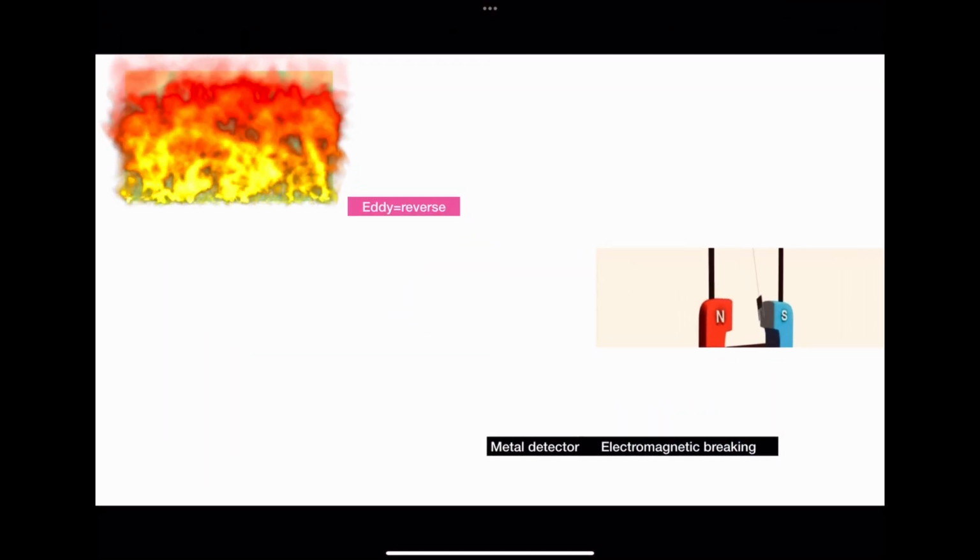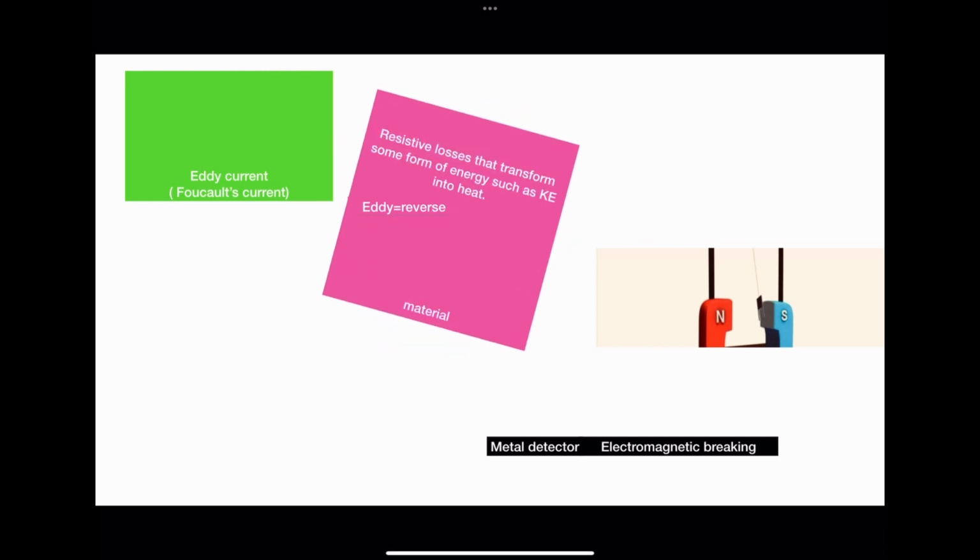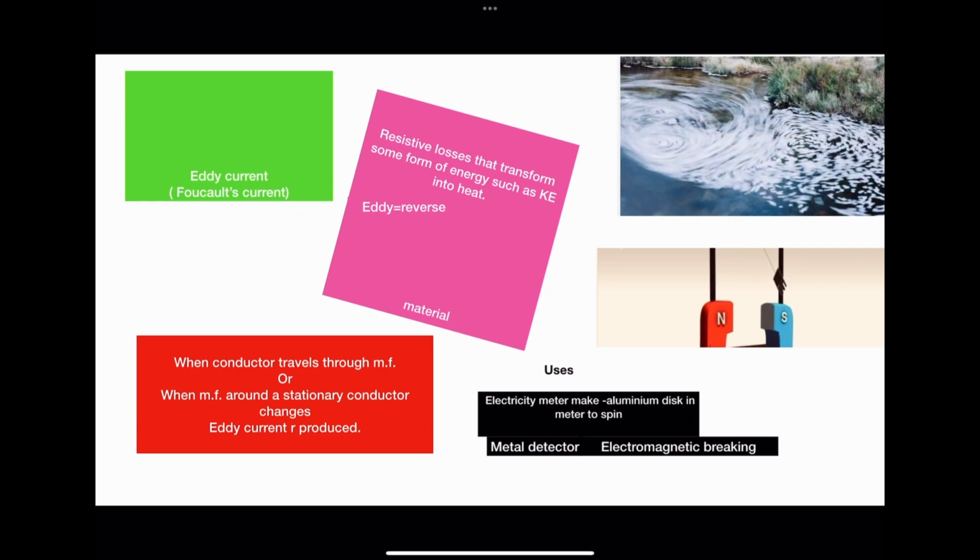So now moving towards eddy current. What is eddy current? When a conductor travels through a magnetic field or the magnetic field around a stationary conductor changes, then eddy currents are produced. You must notice that in eddy current, due to resistive losses, some form of energy, such as kinetic energy, is transformed into heat, meaning heat is generated due to energy loss.